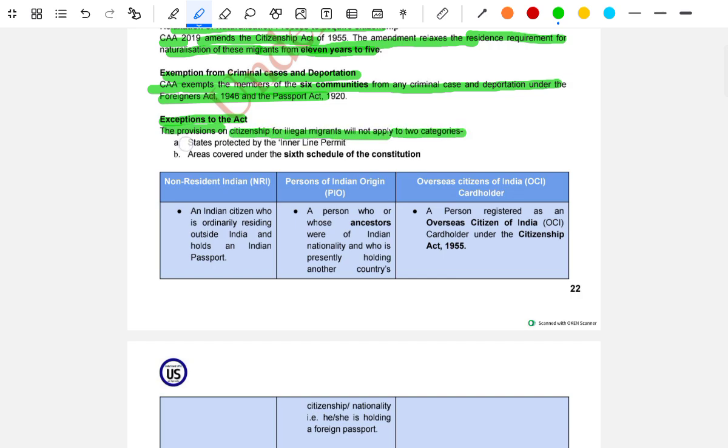Exemption to the Act: the provision on citizenship for illegal migrants will not apply to two categories: states protected by the Inner Line Permit, and areas covered under the Sixth Schedule of the Constitution. NRI, PIO, and OCI card holder.